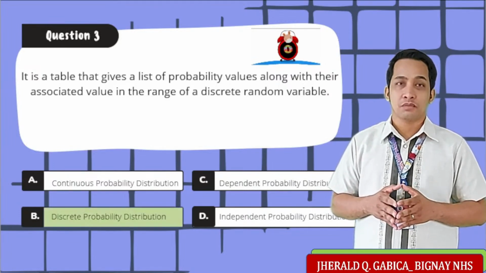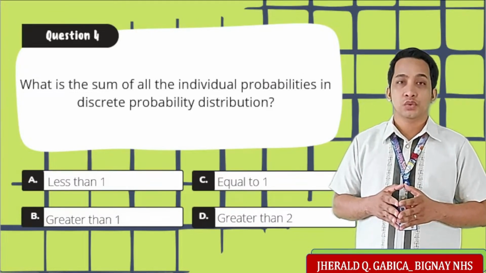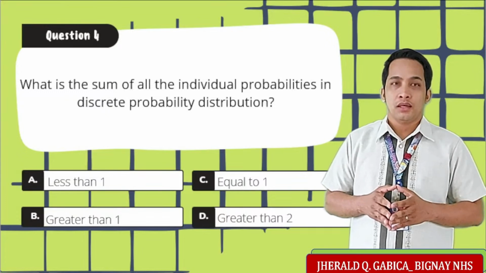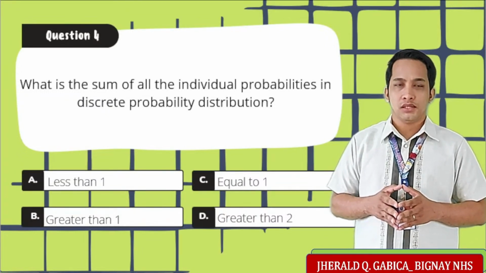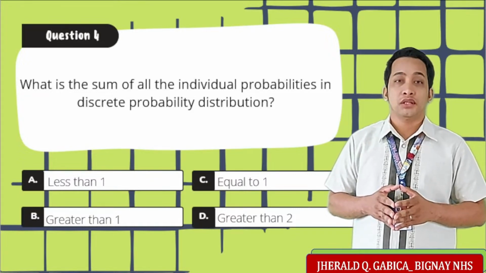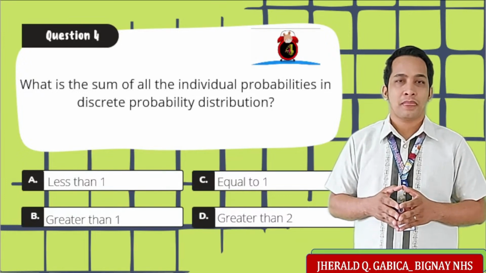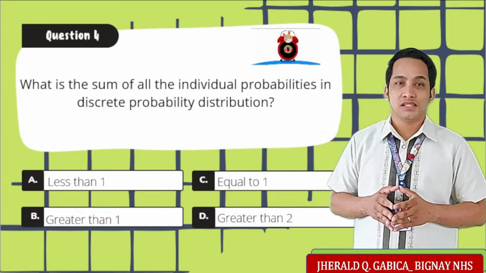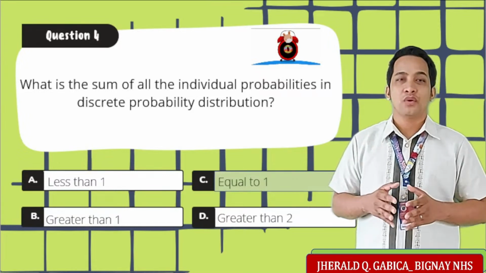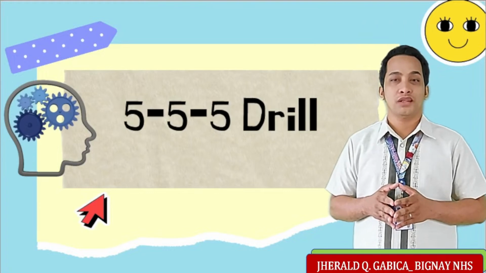And for our last item, number 4, what is the sum of all the individual probabilities in a discrete probability distribution? Is it A. Less than 1, B. Greater than 1, C. Equal to 1, or D. Greater than 2? 5 seconds. Go. The correct answer is C. How was your score? If you got 4, then it seems you've learned a lot with our week 1 lesson.